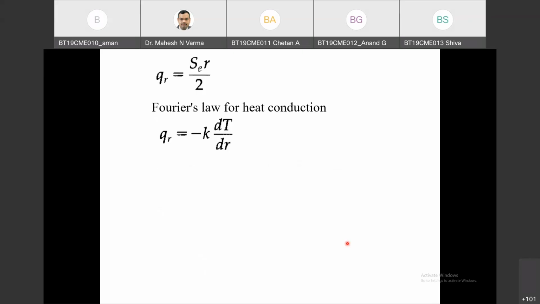Sir, because of the temperature profile, the negative sign will make the flux positive. So here, are you expecting temperature to increase with r or decrease with r? Sir, temperature is decreasing with r. Yes, so certainly this dT/dr will be negative, hence this sign is there. Now substituting this, rearranging and integrating this equation.